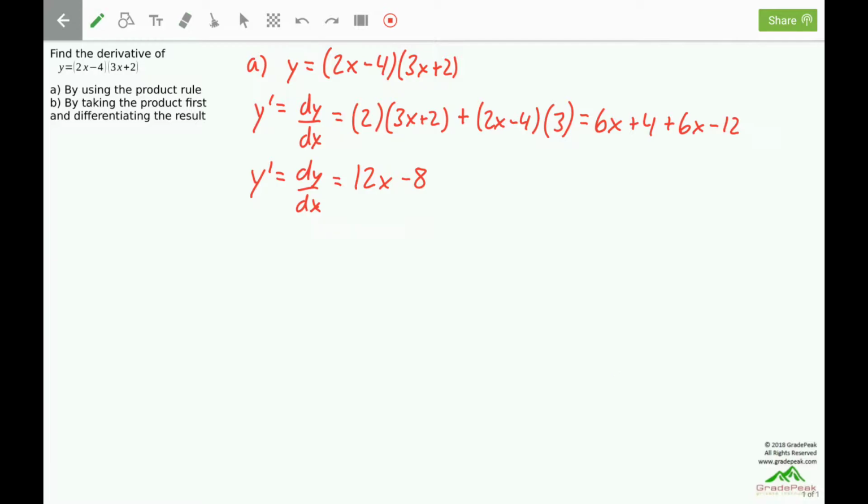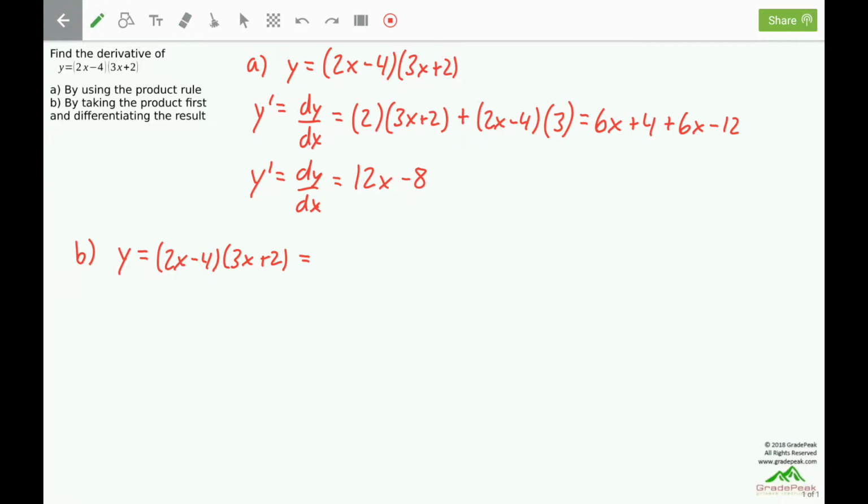Now in part B, another option is to take the product first if possible, and then differentiate that result. So we have 2x minus 4 times 3x plus 2. We can take this product by FOILing this.